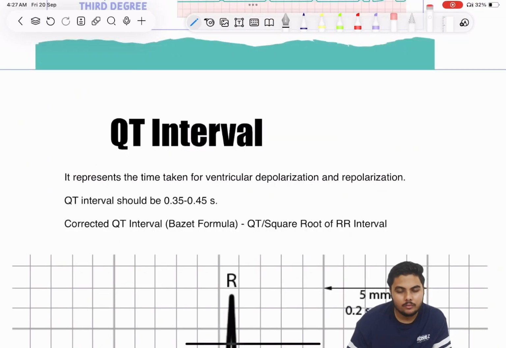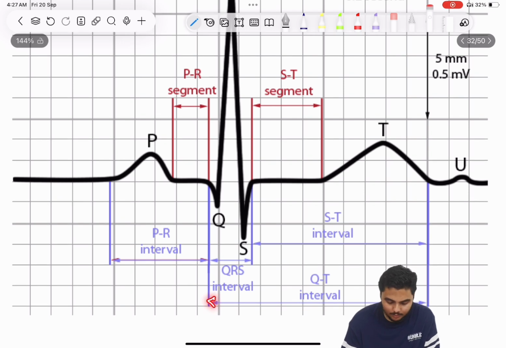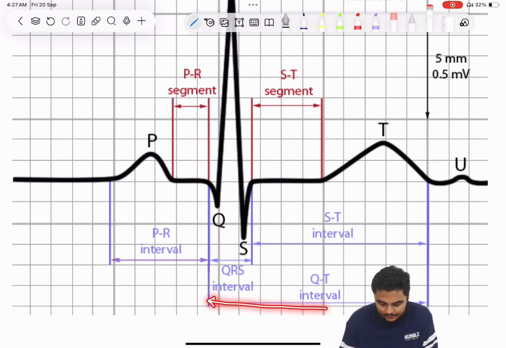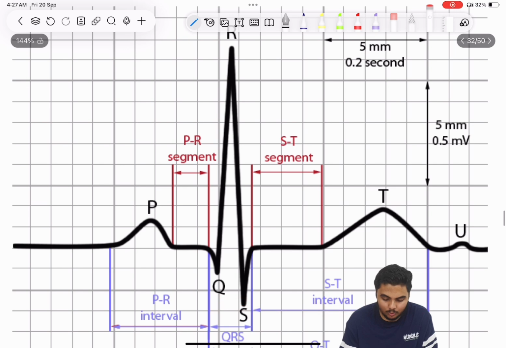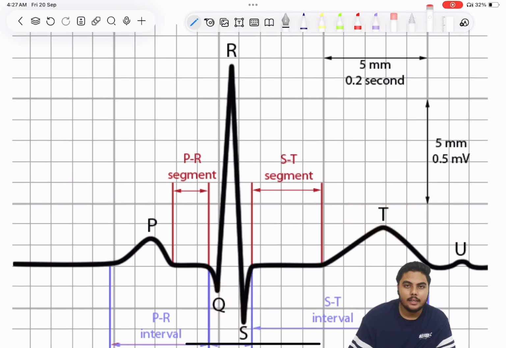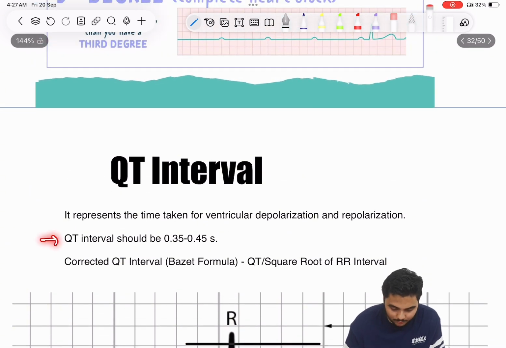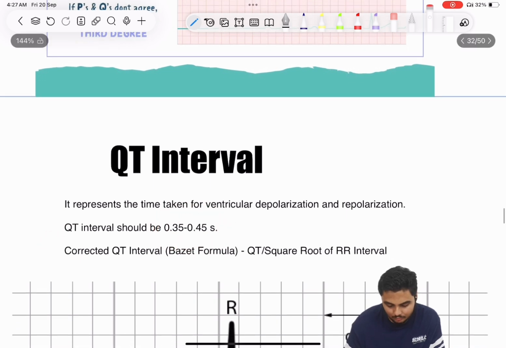So after the PR interval, we're going to take a look at the QT interval, right? So as we know, the QT interval starts from the beginning of the Q wave and extends up to the end of the T wave, right? So it includes both the QRS complex as well as the T wave, right? It means it covers both ventricular depolarization and ventricular repolarization, right? So normally the QT interval is between 0.35 to 0.45 seconds, right?